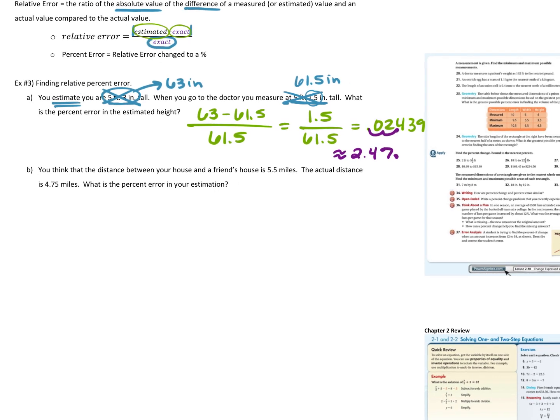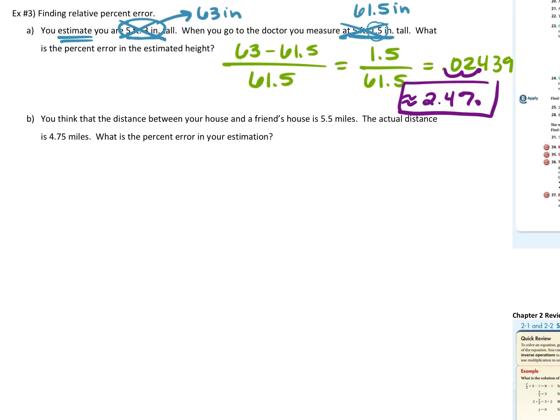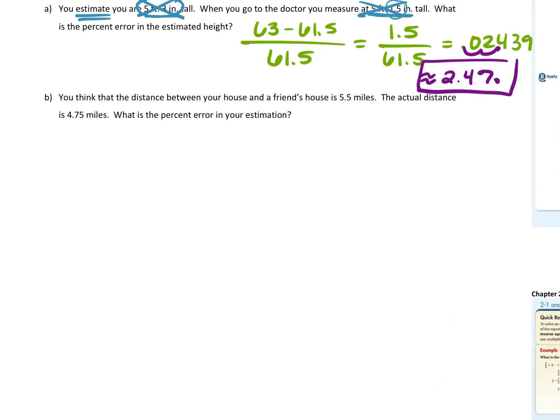So what is the percent error in the estimated height? We were about 2.4% off on our own height, if this was us in the problem. Okay, that's the error that we made. Okay, so then this one, you think that the distance between your house and a friend's house is 5.5 miles. The actual distance is 4.75 miles. What is the percent error in your estimation?